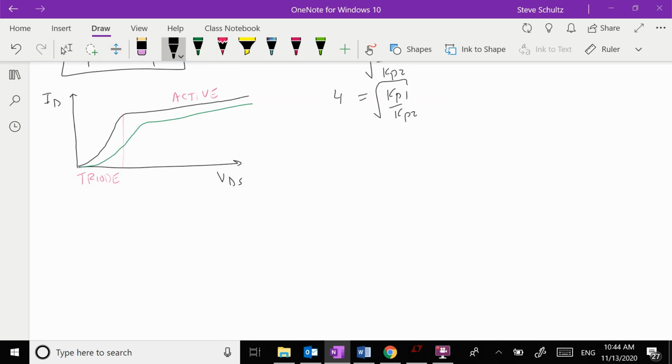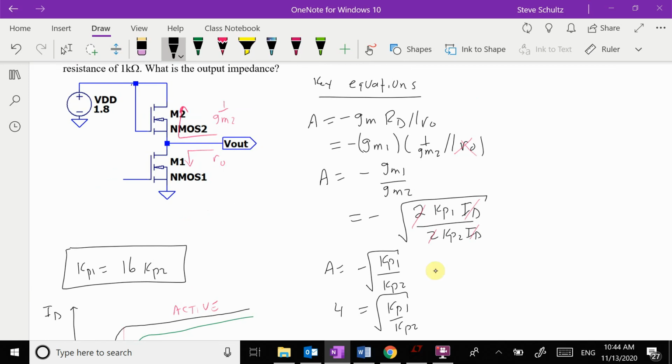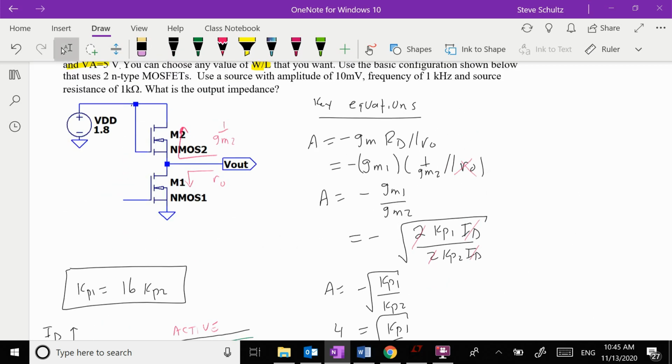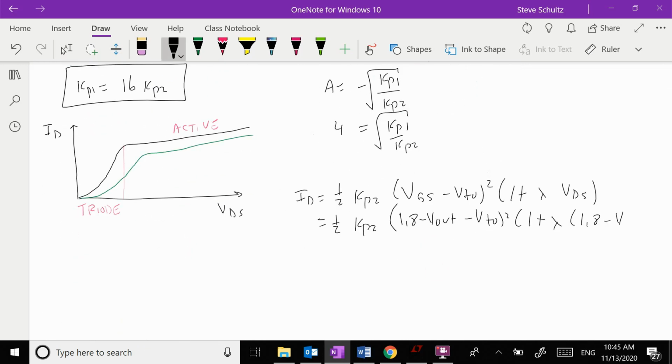So let's look at what the equation is for our top transistor. ID is equal to 1/2 KP2 times VGS minus VTO squared times 1 plus lambda VDS. So let's plug in all of these. So we have 1/2 KP2. Now, if I look at my circuit, my gate is tied to the 1.8 volts and my source is the V out. So this is going to be equal to 1.8 minus V out minus VTO squared, 1 plus lambda. And then I look at my VDS. That's again going to be 1.8 minus V out.